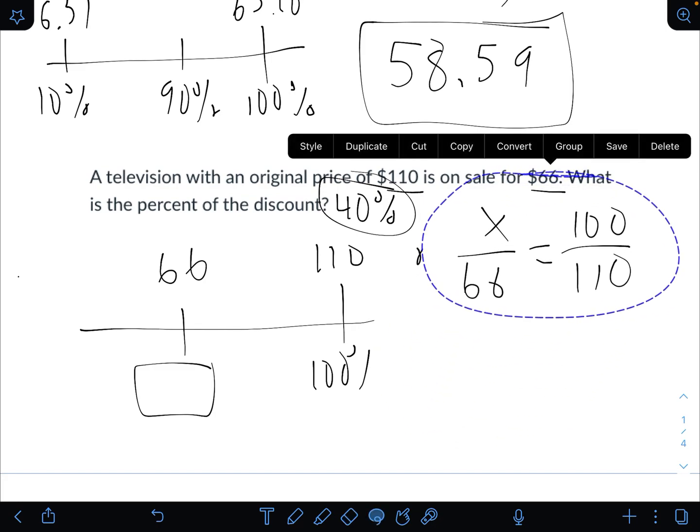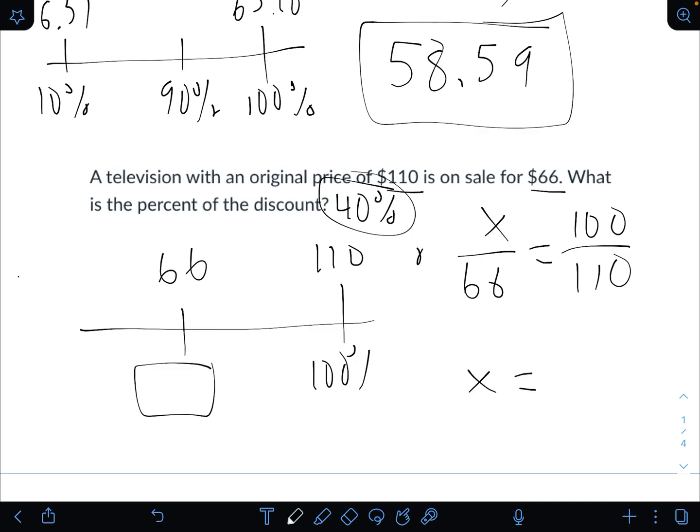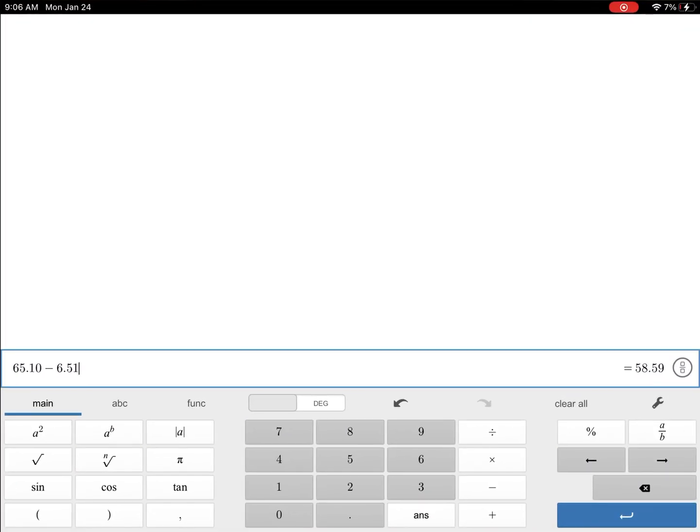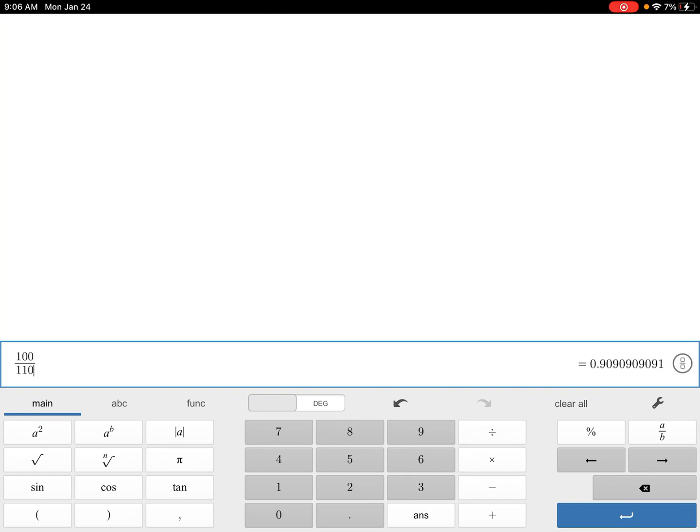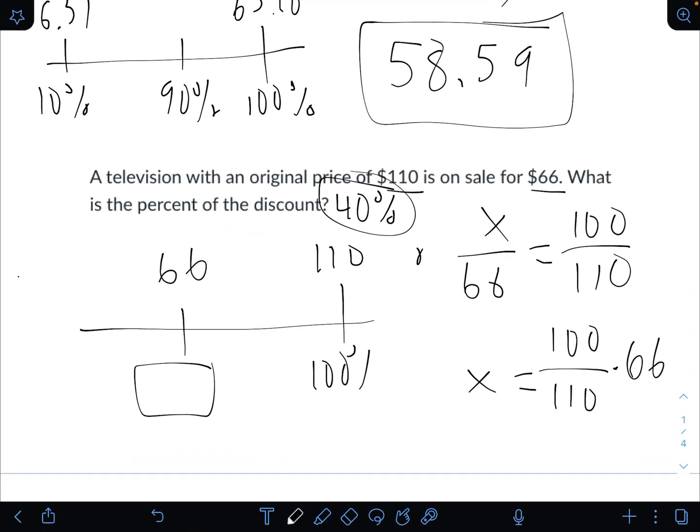Okay, so we want to get this X alone. To get it alone, we take our original fraction, multiply it by 66. And what we get, 100 over 110 times 66. 100 divided by 110, good, times 66. Awesome, 60. So that means we get our answer, which is 60%. But remember, we want the percent of the discount, which is 40%.